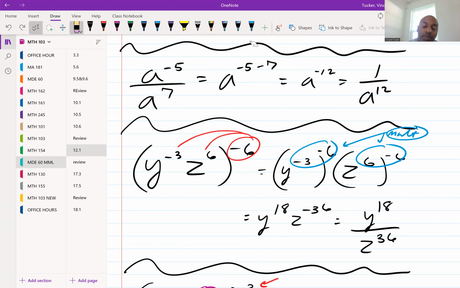Now to rewrite and make sure we write all of our expression with positive exponents. There we go. Z to the -36, drop it down into your denominator. So it's y to the 18th over z to the positive 36.